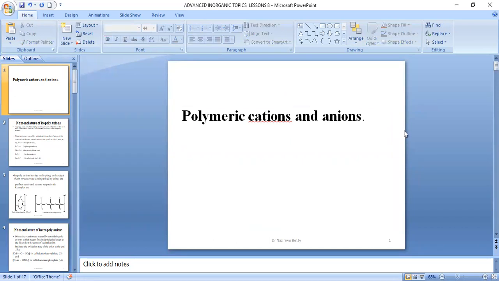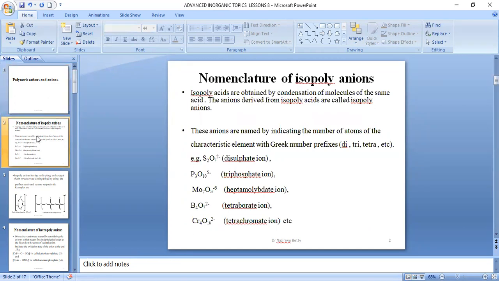Teacher Betty, continuing with the advanced inorganic topics, lesson 8. In lesson 7, we looked at inorganic polymers containing phosphorus. Today, we are going to look at polymeric cations and anions. Nomenclature of isopoly anions.